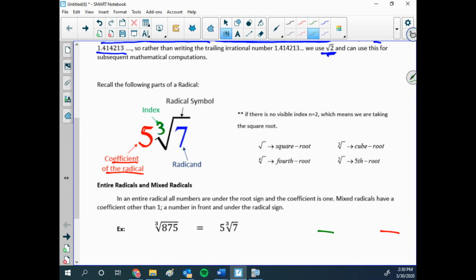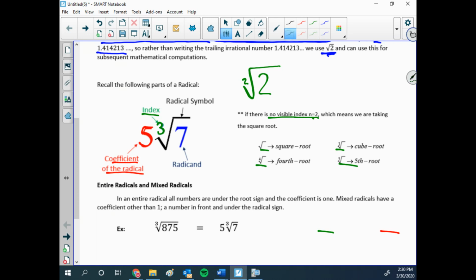The 3 is what we call the index. And the index tells us what root we are taking. Remember, when we talk about the root of 2, the invisible index here is a 2. We don't ever take the 1st root of something. We're always taking the square root. So if there is no visible index, the index will equal 2, which means we're taking the square root. We could take a square root, a 3rd root or cube root, the 4th root, the 5th root, 6th root, etc. So that just tells us what root we're taking.